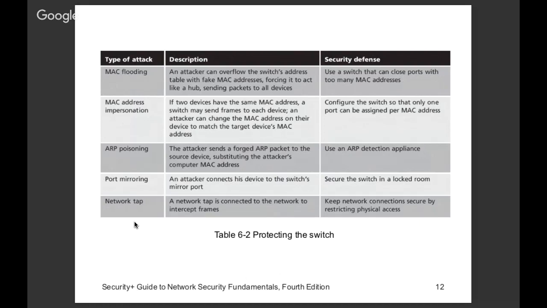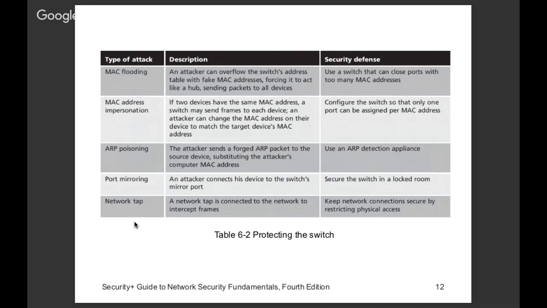ARP poisoning. We did that last week. The attacker sends a forged ARP packet to the source device, substituting the attacker's computer MAC address. As a security defense, you can use ARP detection. Barracuda is one I mentioned earlier, SonicWall, and Cisco hardware as well for ARP detection.